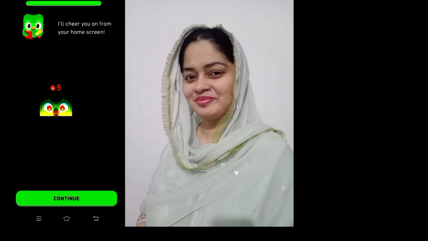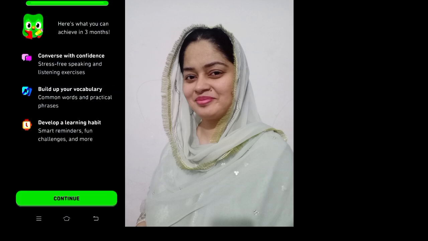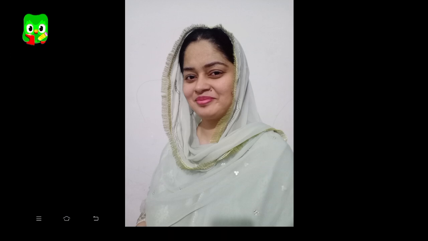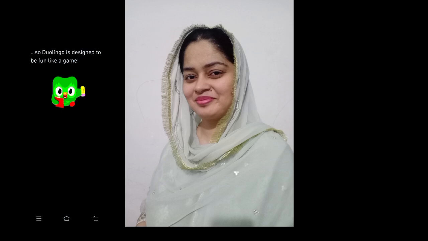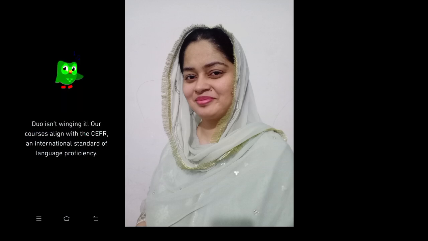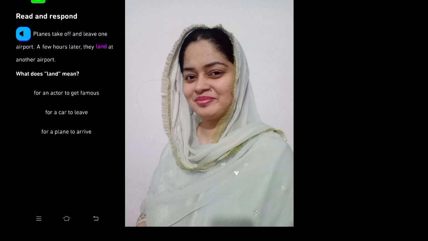Now he has given me the task. Now there is the mechanism we are going to enter, and we are going to analyze, and this is the most important part. Here's what you can achieve in 3 months. What you can achieve in 3 months? It is very difficult and hard to be motivated. So Duolingo is a fun activity, and the first, read and respond.